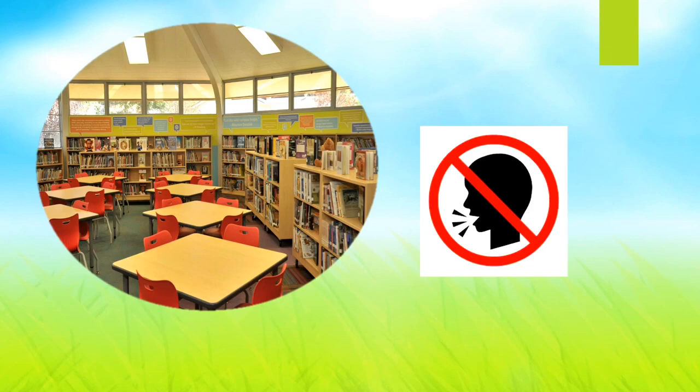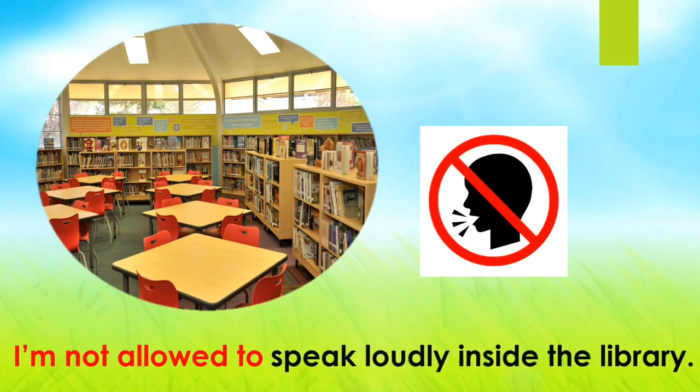Here is another example. In this picture, you can see a red circle, meaning you are not allowed to speak loudly, especially when you are inside the library. So you have to say, I'm not allowed to speak loudly inside the library. Again, I'm not allowed to speak loudly inside the library.